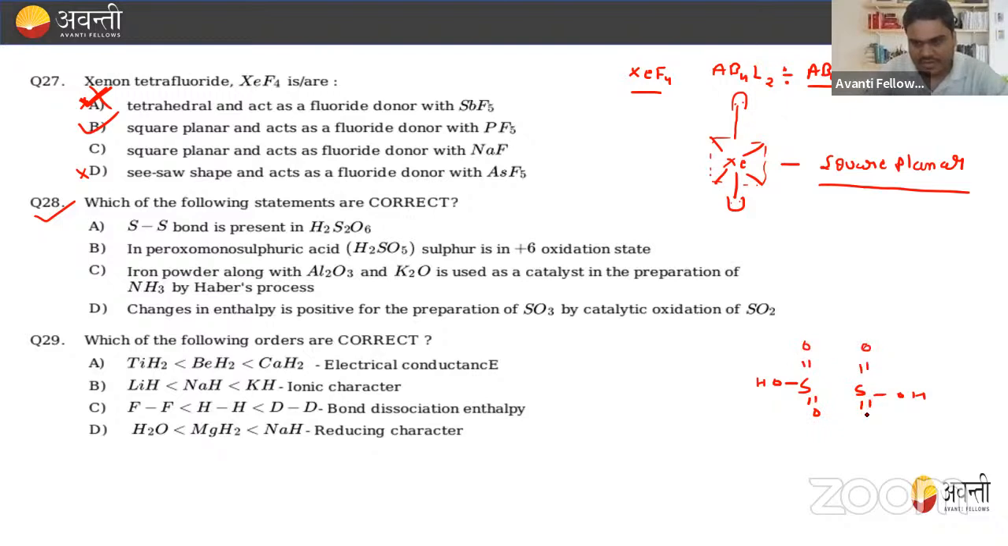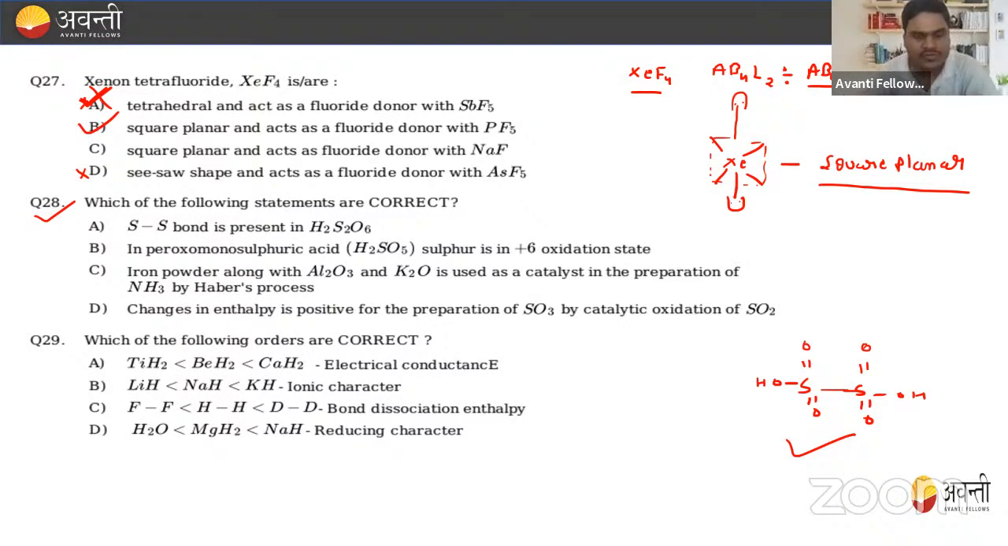Two oxygen we have here. Right, so there would be 4 and 5, and 6 is oxygen, and this is the S-S bond. 2 to 4, 1, 5, 1, 6. Right, so this is the structure of S2O6. So yes, there is an S-S bond present in S2O6.